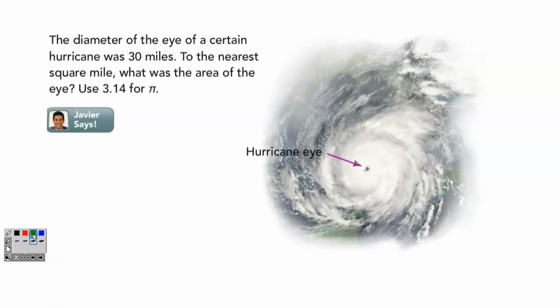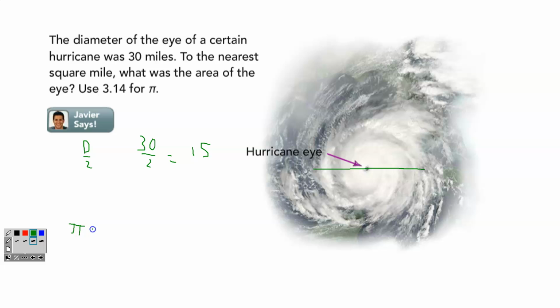So let's talk about hurricanes. It says the diameter of the eye of a certain hurricane was 30 miles. So again, the diameter would be from this side through the center to this side. So we need to divide our diameter first by 2. So we're going to do 30 divided by 2, which is 15. So that's our radius.